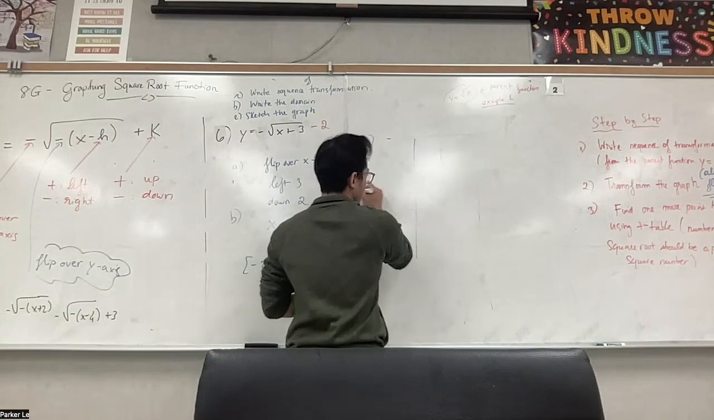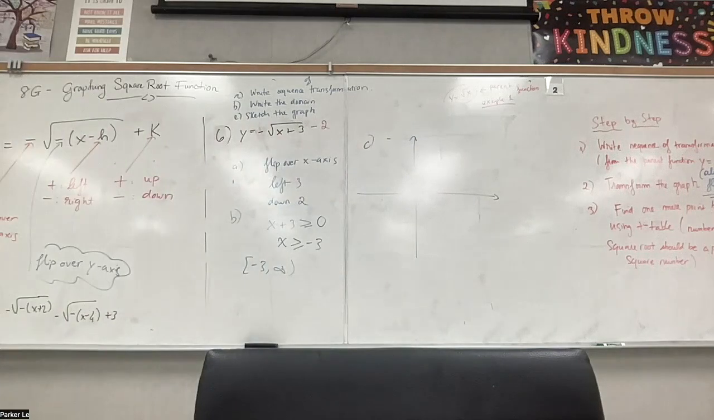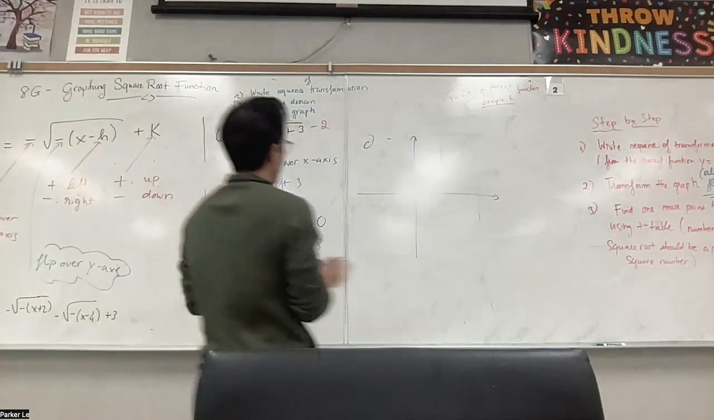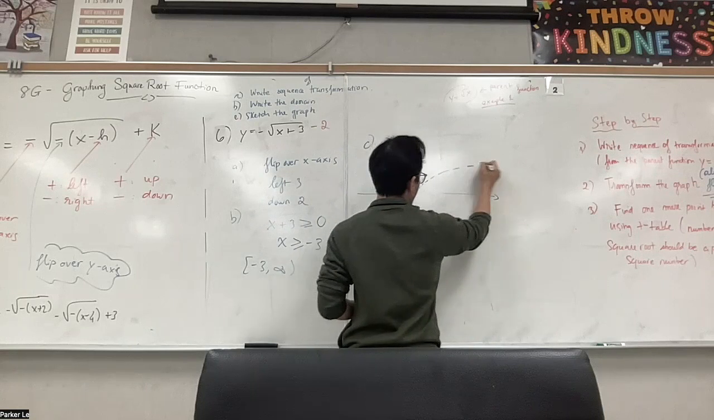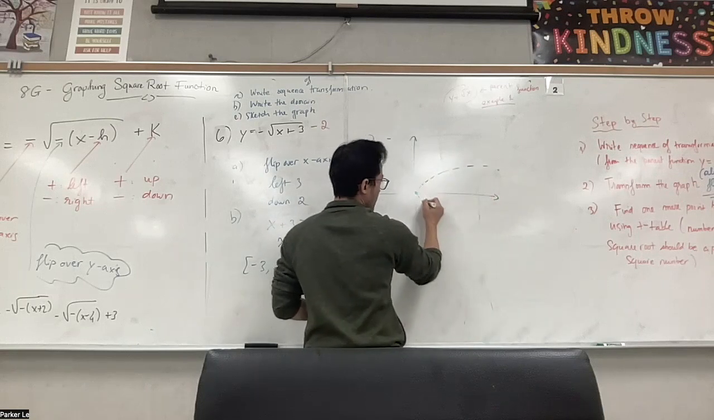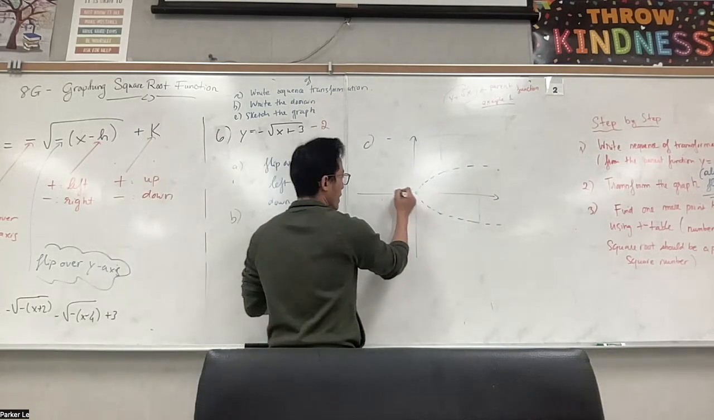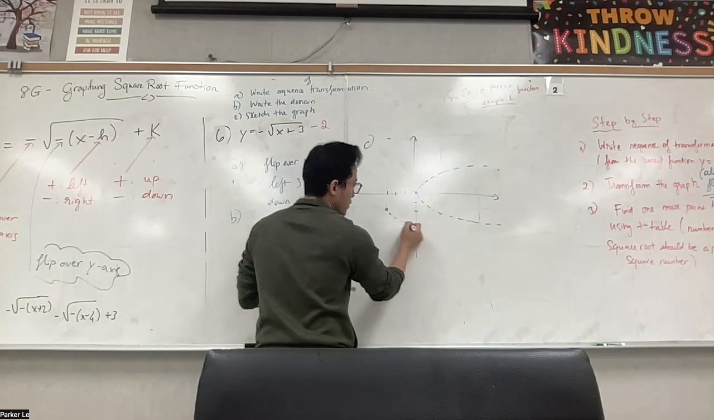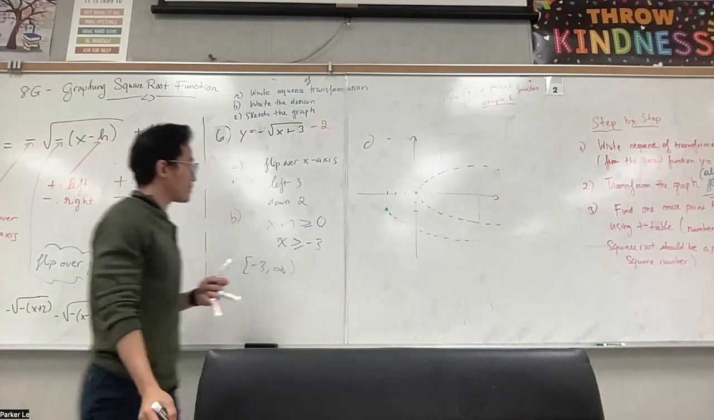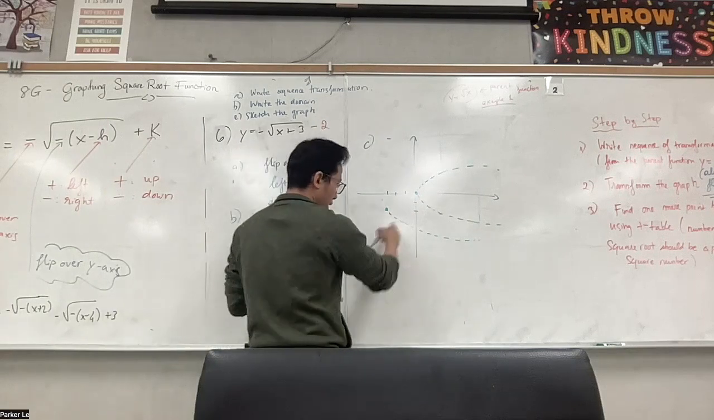And then you want to graph it. Remember to flip first. So this is my parent function. I flip it, it's going to look like this. This is after I flip it. Okay, and now I'm going to go left by 3: 1, 2, 3, and then go down by 2. So the graph should look like this. Yeah, that's the graph.